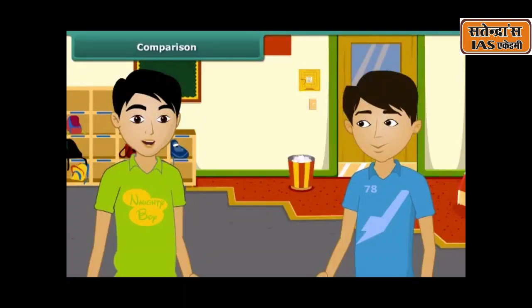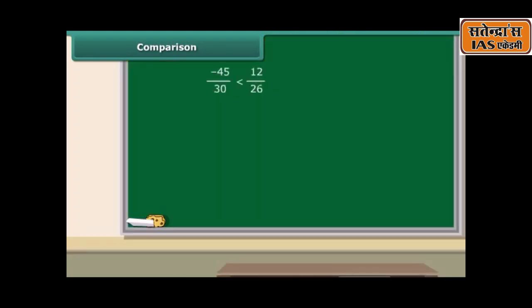If we are given two rational numbers, can you compare them? No. I will tell you how to compare rational numbers. We know that a negative number is always smaller than a positive number. We can also compare rational numbers using a number line. The more to the right a number is, the greater it is.